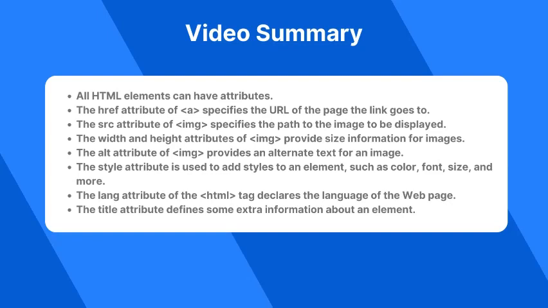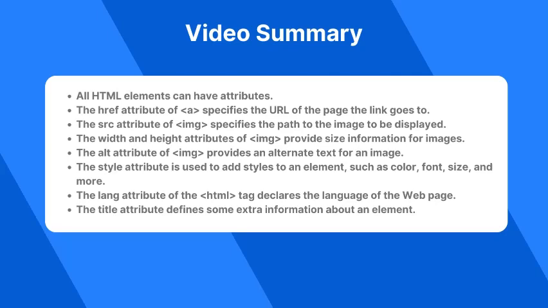That was a lot. But why don't we summarize the things we have gone through? So, number 1, all HTML elements can have attributes. Number 2, the href attribute of the a tag specifies the URL of the page the link goes to. Number 3, the src attribute of the image tag specifies the path to the image to be displayed. Number 4, the width and height attributes of the image tag provide size information for images.